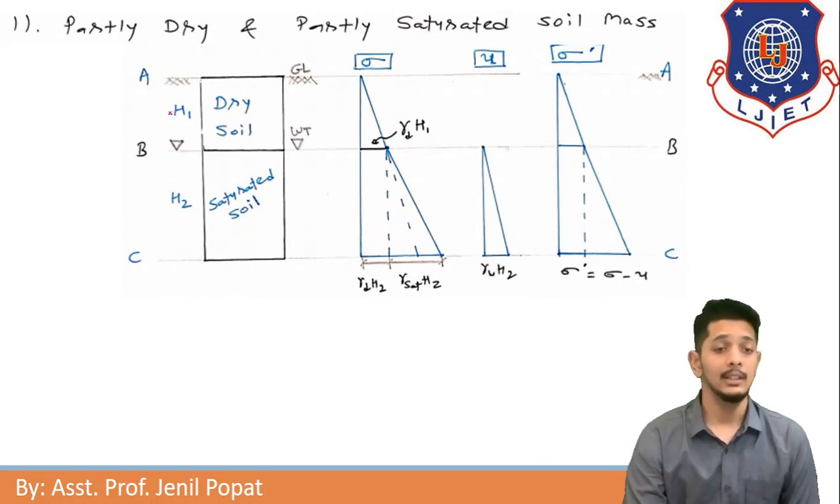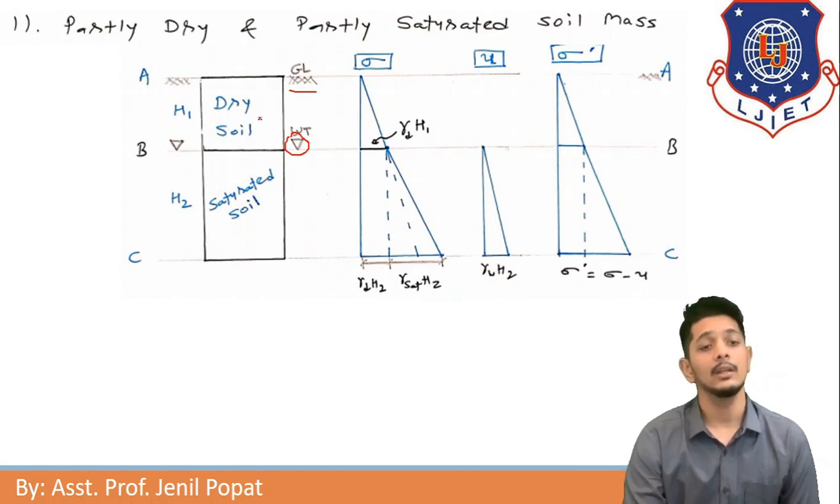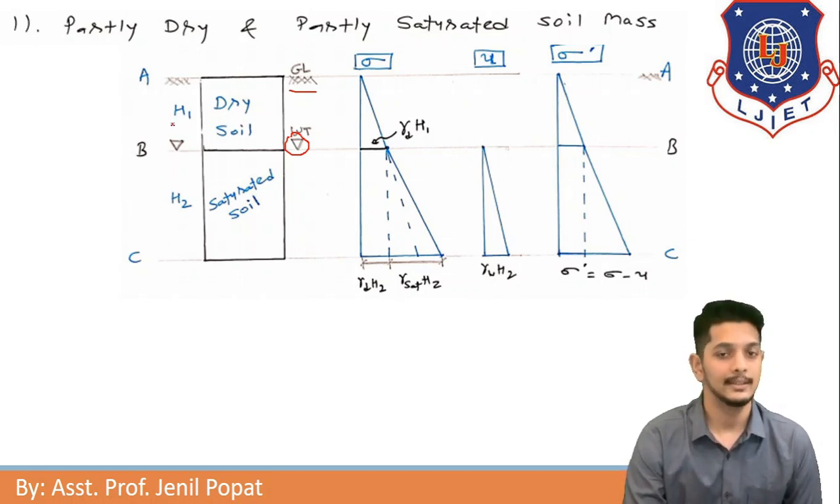So here we can see the line AA. Here it is shown GL, and this sign shows the ground line. Wherever this sign is, there is ground line, and the inverted triangle is showing the water table. So here we can see a soil portion. In the upper portion there is dry soil, and in the bottom portion there is saturated soil. Dry soil is up to height capital H1 and saturated soil is up to height capital H2. The water table is below the dry soil, or below height H1.